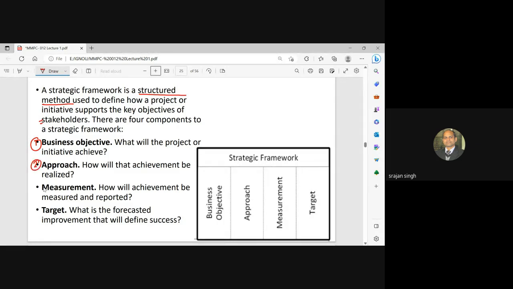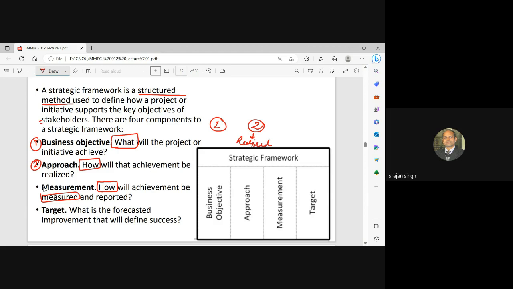So business objective is what? What is your objective? What is your goal? Approach is how you will achieve the objective, right? And then measurement. Measurement is how the achievement will be measured and reported, means how will you decide what your achievement is. There will be two things: first, your objective, second, your approach, and after the approach there will be a realized return, or achievement.